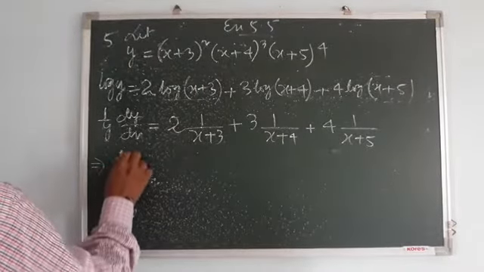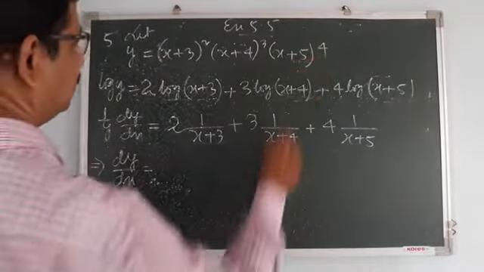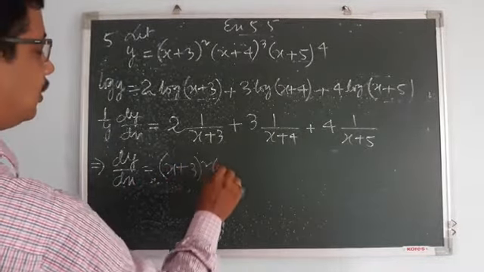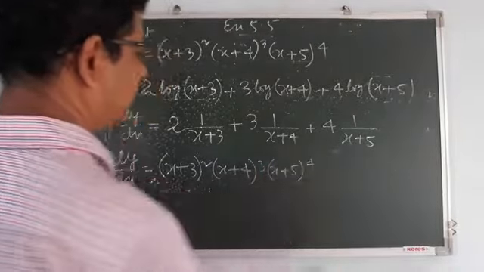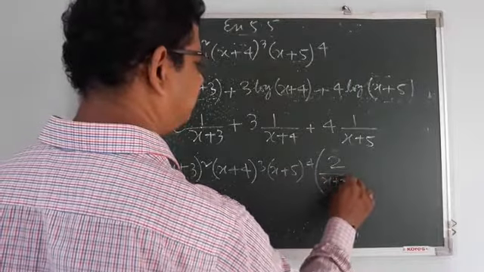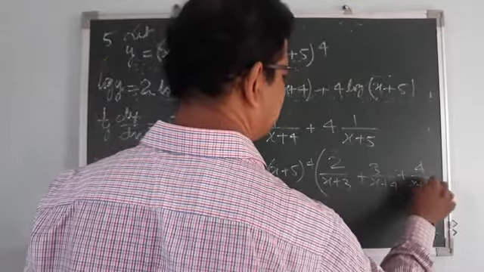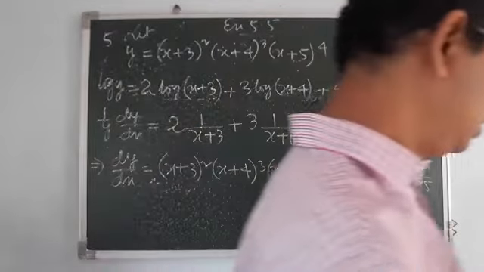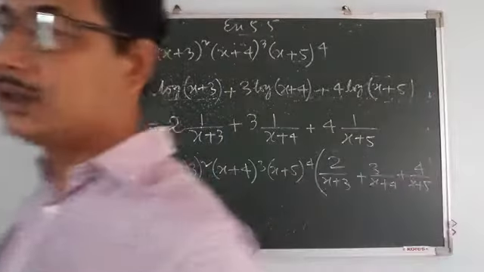Then dy dx, y is what? This term. So you will write y here, x plus 3 whole thing square, x plus 4 whole thing cube, and x plus 5 whole thing to the power 4. Then you have to write this whole term, 2 by x plus 3, 3 by x plus 4 and 4 by x plus 5. So this is our differentiation of this term. Here as the term product is big, so we have multiplied each term by this one. Now we move to question number 6.